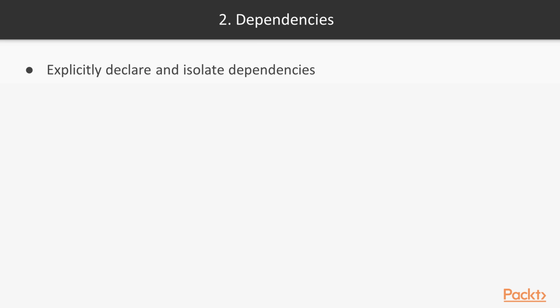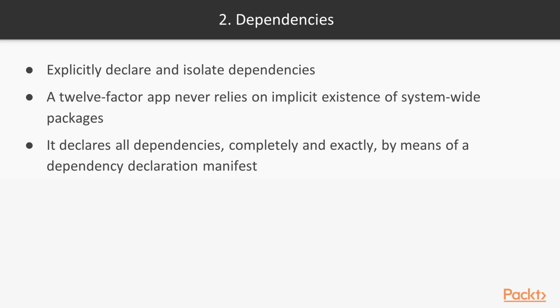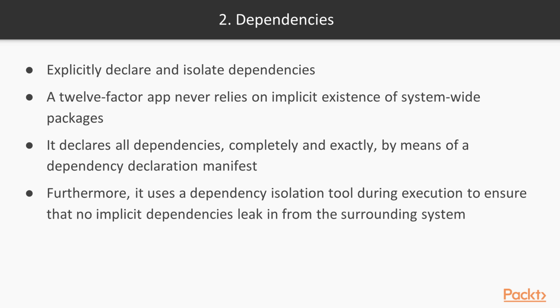The second factor is dependencies. We need to explicitly declare and isolate dependencies. An ideal 12-factor application never relies on the implicit existence of system-wide packages. It declares all dependencies completely and exactly via a dependency declaration manifest. For example, in Maven we have pom.xml, in Gradle we have the Gradle build file, in SBT we have the build.sbt file and so on. Furthermore, the application uses a dependency isolation tool during execution to ensure that no implicit dependencies leak in from the surrounding system.